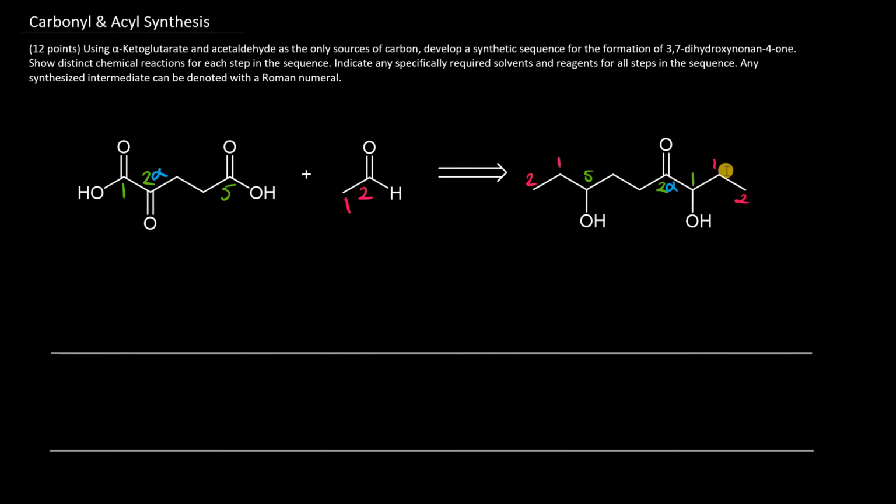The final clue is that at 2-alpha we have a ketone, and in alpha-ketoglutarate at 2-alpha we also have a keto group. So this ketone has survived the entire sequence, which means it would make sense to protect it and then deprotect at the very end. This is just to ensure it doesn't react with any of our strong reducing agents that may or may not be used, or the Gilman reagent. So let's start off by protecting alpha-Kg.